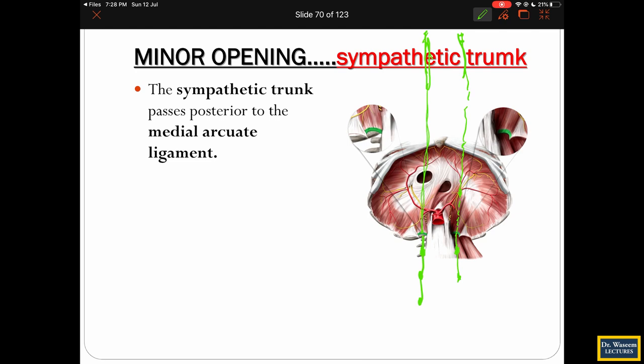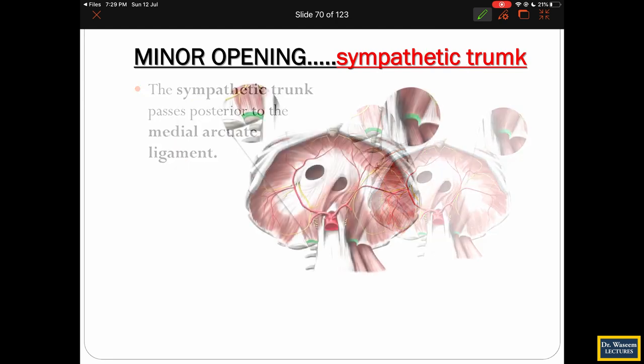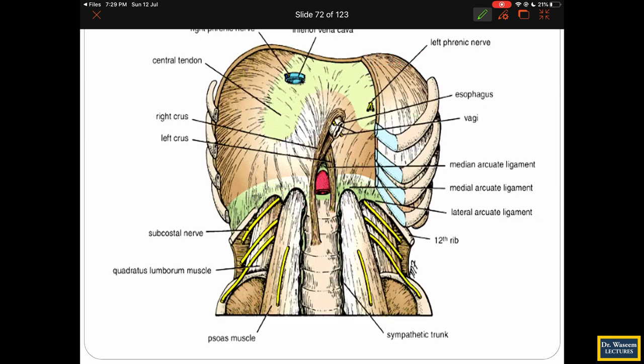So, the thoracic part of the sympathetic chain, when it is to become continuous with the lumbar part of the sympathetic chain, it has to pass behind the medial arcuate ligament. So, the medial arcuate ligament is important for the sympathetic trunk. As far as you see, watch, this sympathetic chain is coming here behind the medial arcuate ligament.